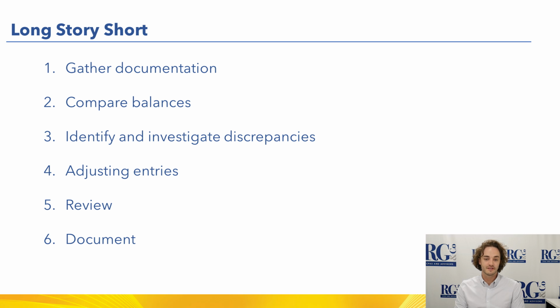Fourth, you want to make adjusting entries. Make all necessary adjustments to correct those discrepancies. Fifth is review. After you make an adjustment, you want to make sure the result is what you expected in terms of completeness and accuracy. And number 6, lastly, is document this process. You're going to want to do this monthly. You're going to want to go on vacation, and you want to make sure that other people can step in and do this for you to maintain consistent financial reporting.